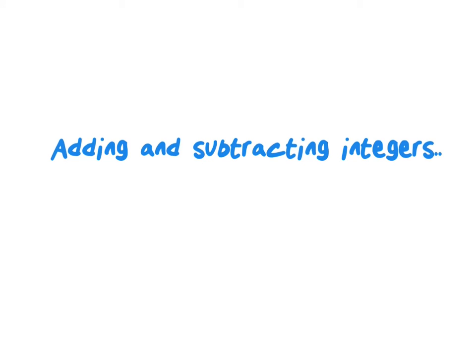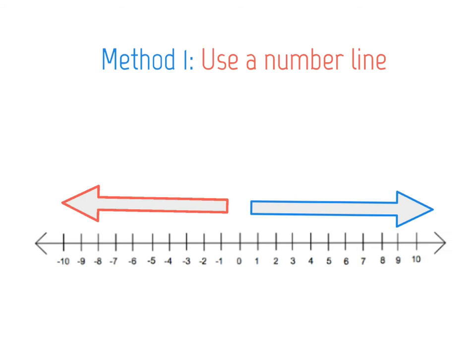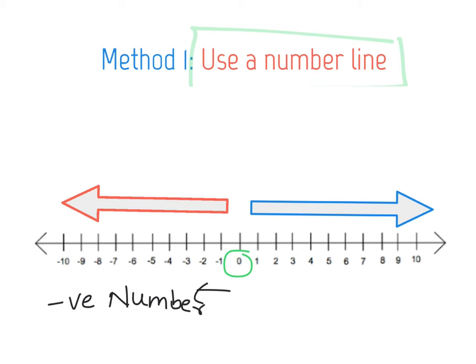There are two methods to add or subtract integers. The first method is to use a number line. First of all, let us draw a number line. Here I have a number line which ranges from -10 to 10. As we already know, 0 is the middle point. On the left-hand side of 0 we have the negative numbers, that is -1, -2, -3 and so on. On the right side of 0 we have 1, 2, 3, 4 and so on.